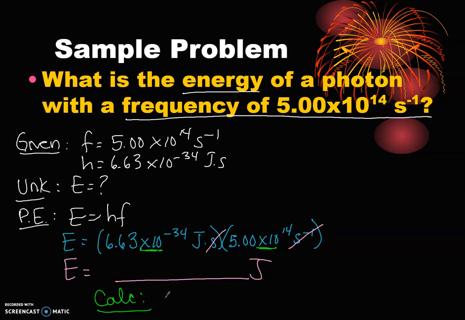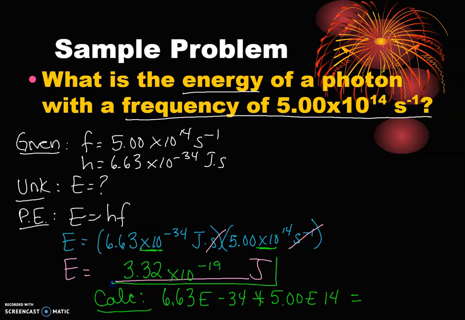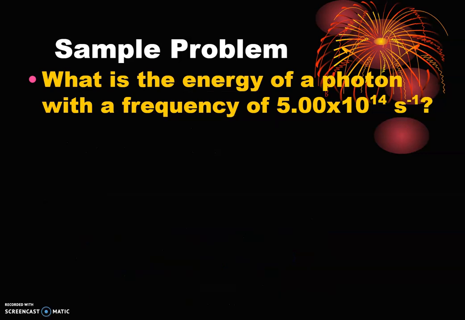So get your calculator. Hey, you're back. All right, 6.63 E negative 34 times 5.0 E14, and you hit enter. So that's what should come up in your calculator screen, and you should get a value of 3.32 times 10 to the negative 19th joules. Okay, and that is the energy of that photon.